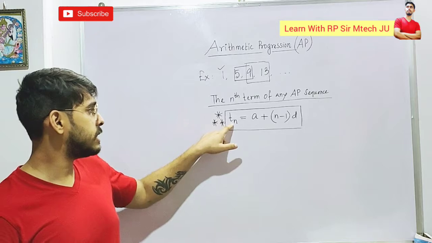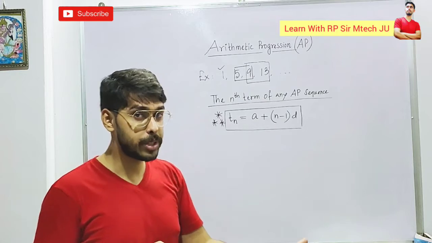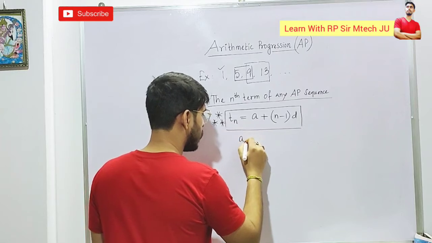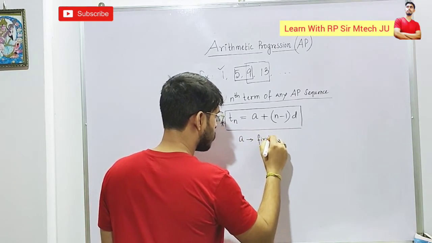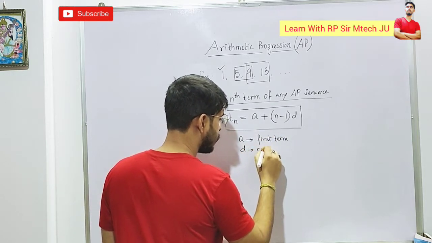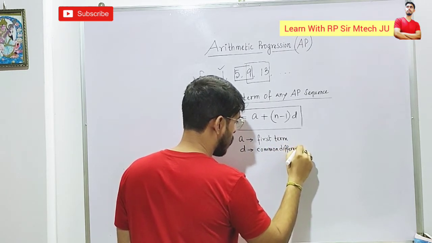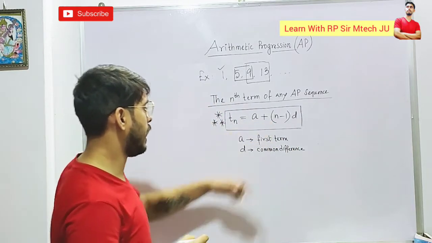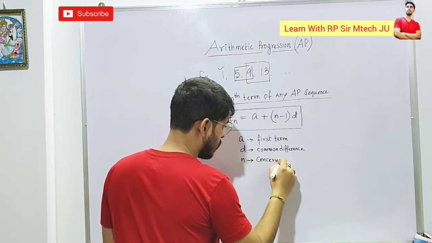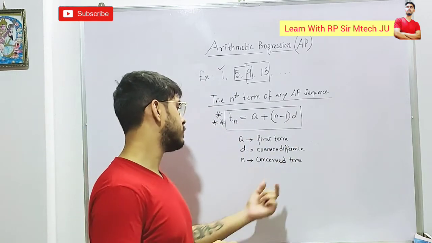What is Tn? Tn is the nth term. T for the term, n for the number of the term. Which term? And the formula is A. What is A? A is the first term. What is D? D is the common difference. Right? And what is N? N is the concerned term, the required term that we need to find out.